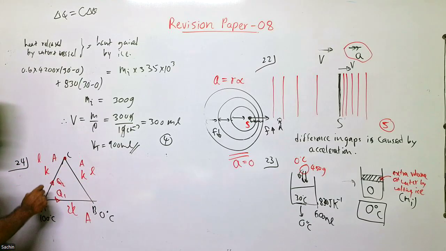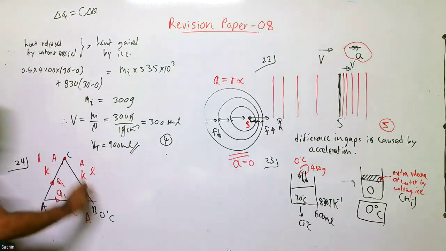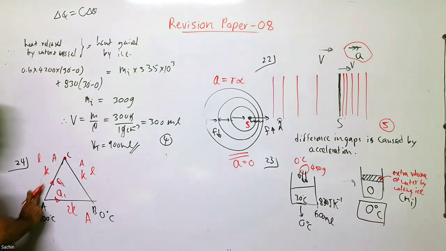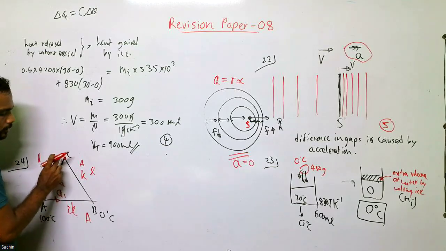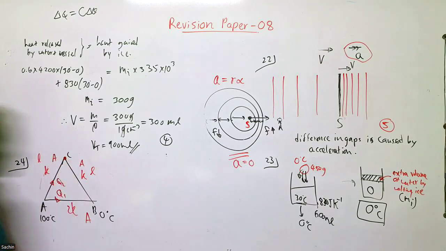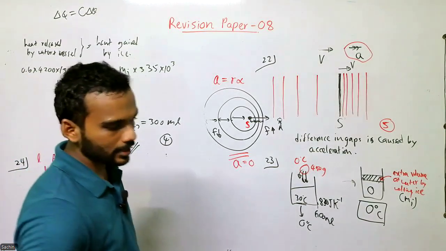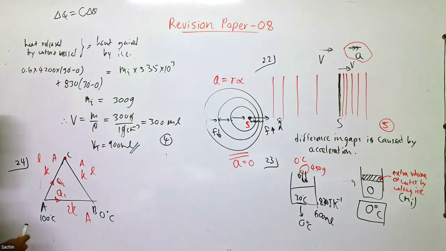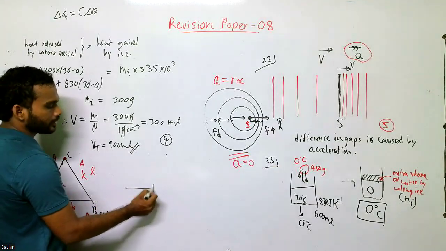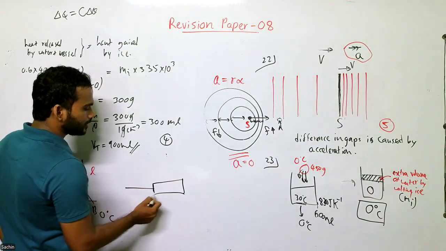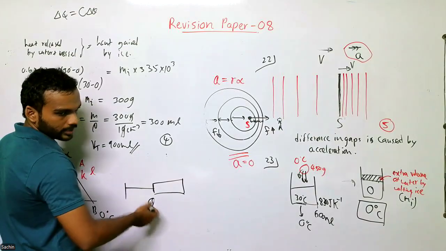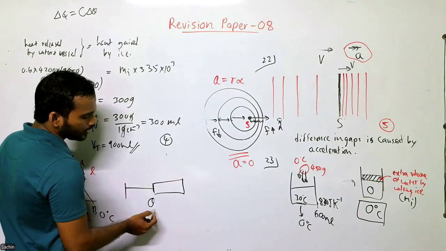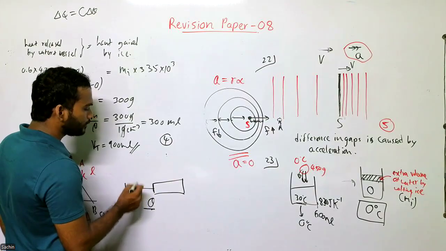So we can consider this as a single rod, even if it is broken into two pieces, because no parameter changes. Conductivity is the same, area is the same, length is the same. When you have two rods in series, the problem is this middle temperature. You have to evaluate this theta, and then only you can evaluate the heat flow.